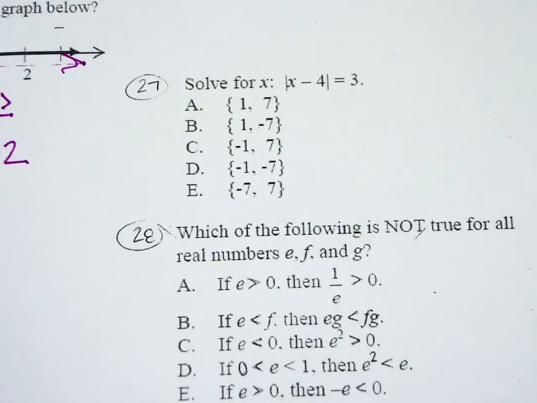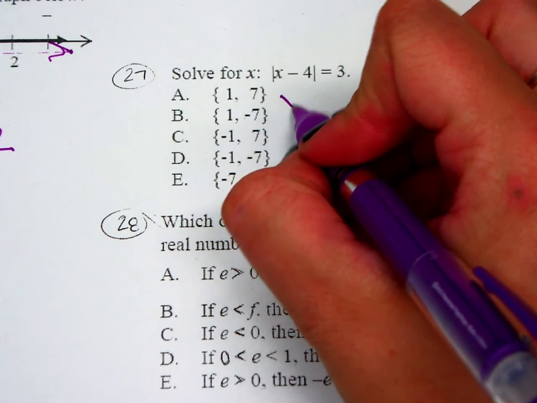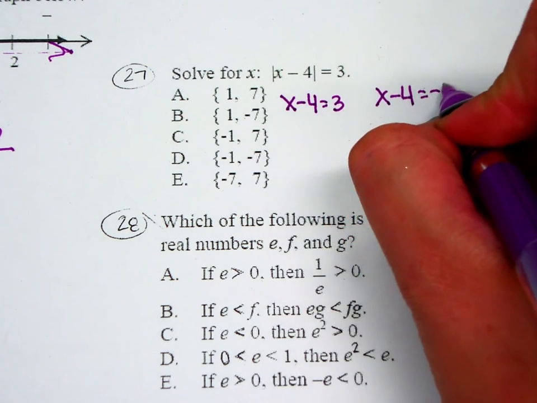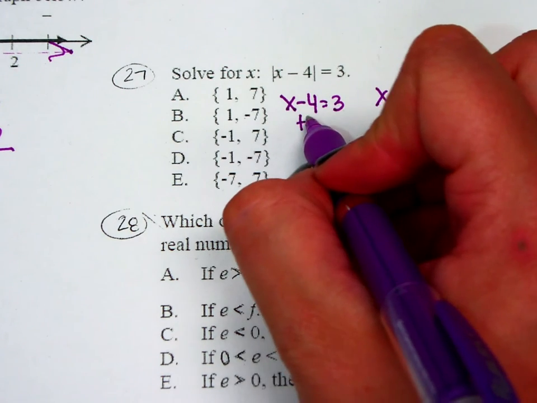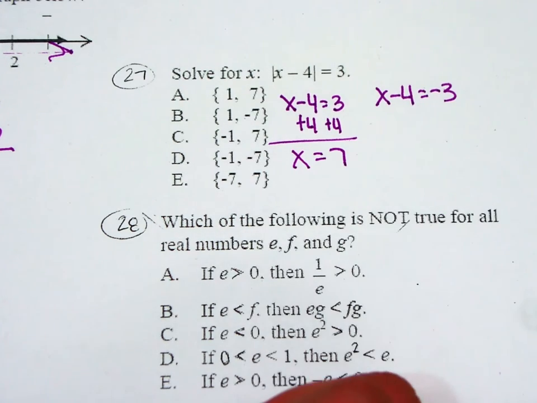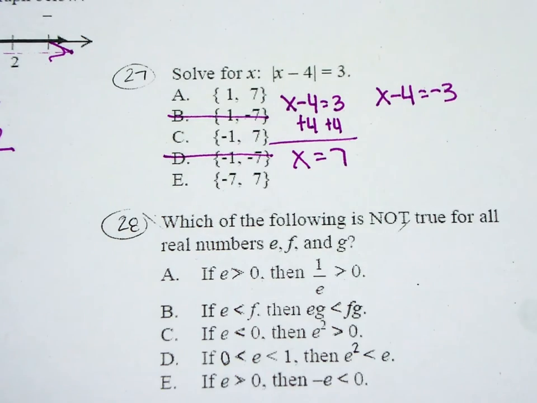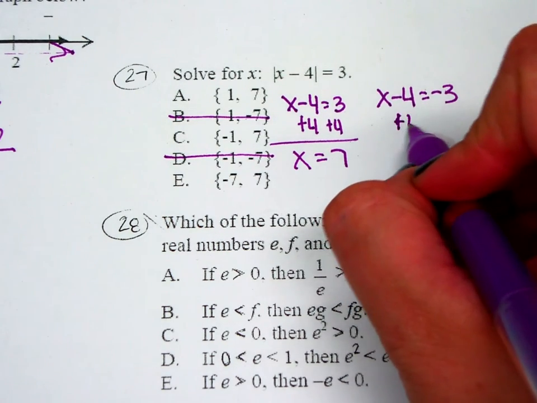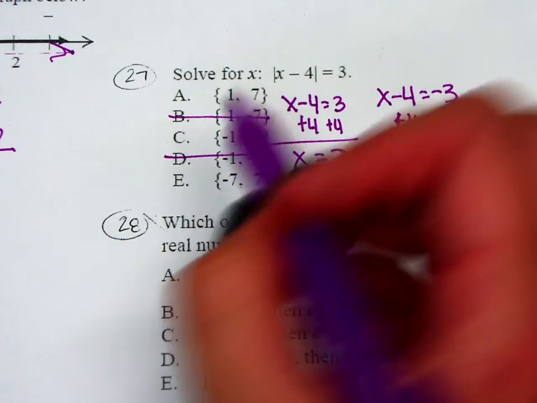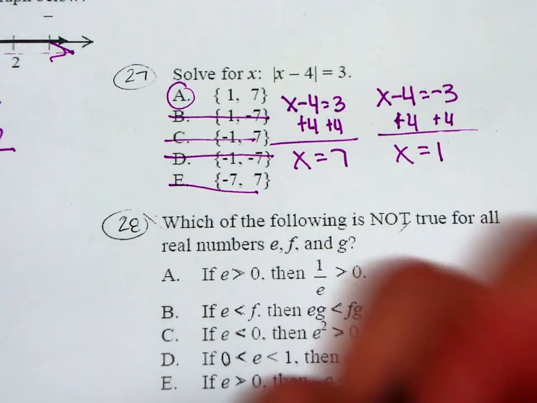All right, 27. Again, we're just solving. I will not mess this one up. So x minus 4 equals 3. X minus 4 equals negative 3. I'm going to show my work this time so I don't make a silly mistake. So x equals positive 7, which is correct. So this one's out and this one is out. I'm going to add 4. X equals positive 1. So C and E are out, leaving A as the only correct answer.